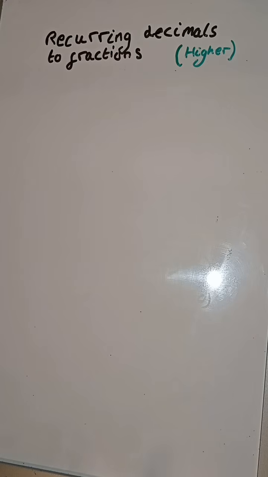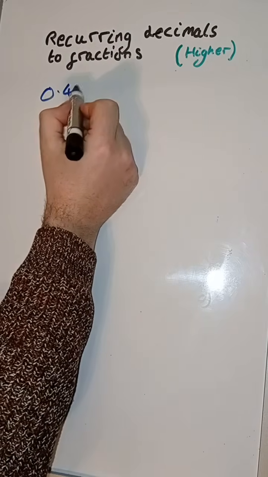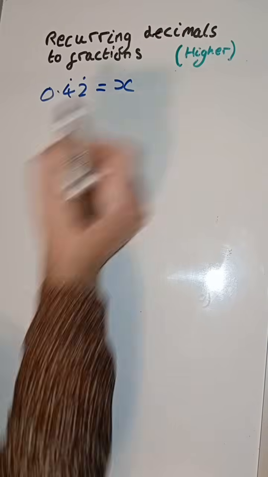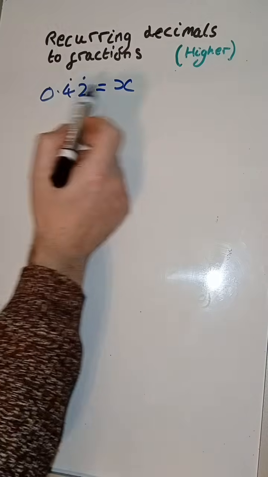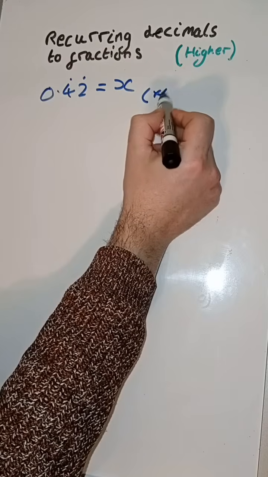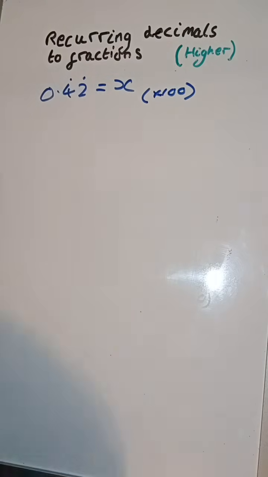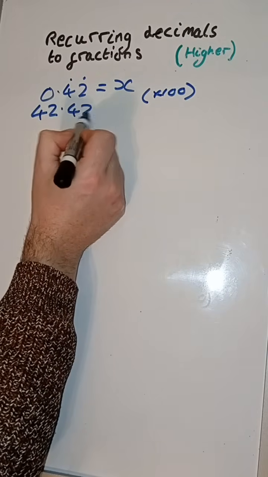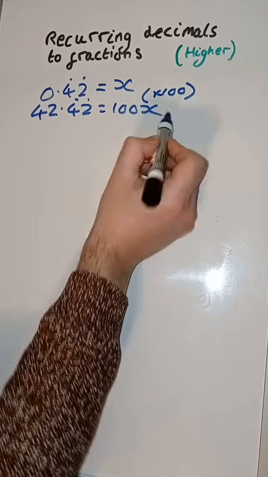So let's get started. Our first one, we're going to do 0.42, and the 42 is recurring, and that's equal to x. Lovely. So the first thing we're going to do is multiply by 100 in order to move these two decimals to the left-hand side of the decimal place. So I've got 42.42, the 42 is still recurring, and that's equal to 100x.